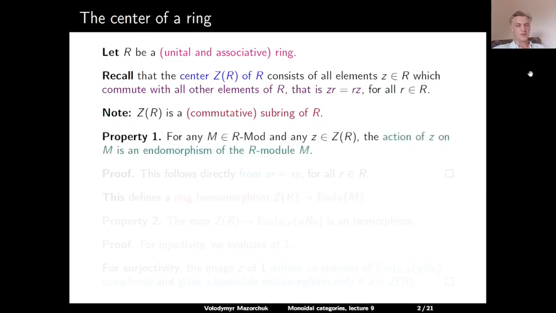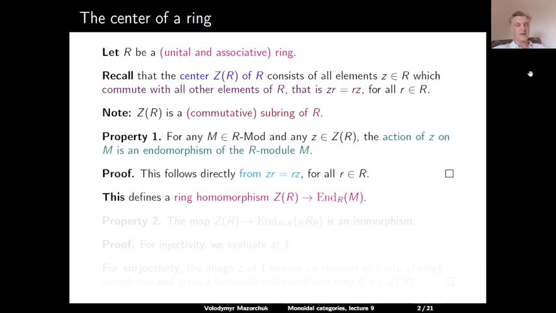The first property of the center is that for any R module M and any element z in the center of R, the action of z on M is an endomorphism of this R module. And this, of course, follows directly from the fact that z commutes with all elements in R. In particular, this defines a ring homomorphism from the center of R to the ring of all endomorphisms of M.